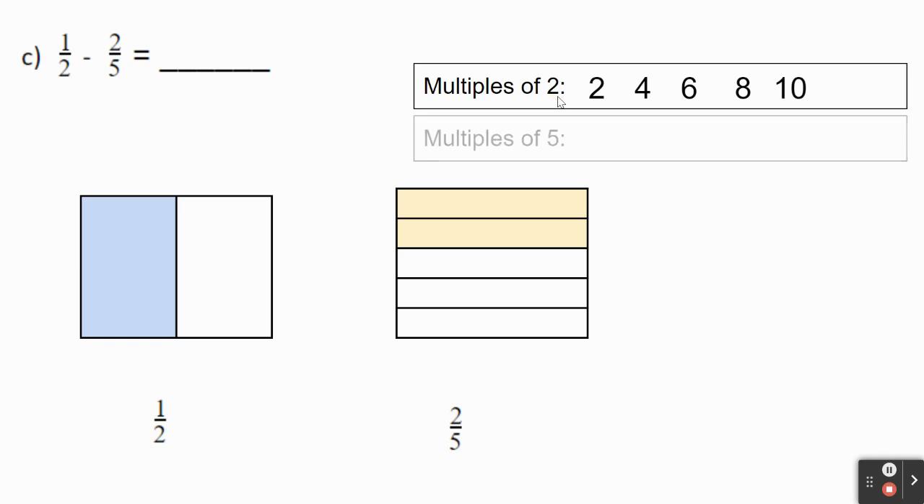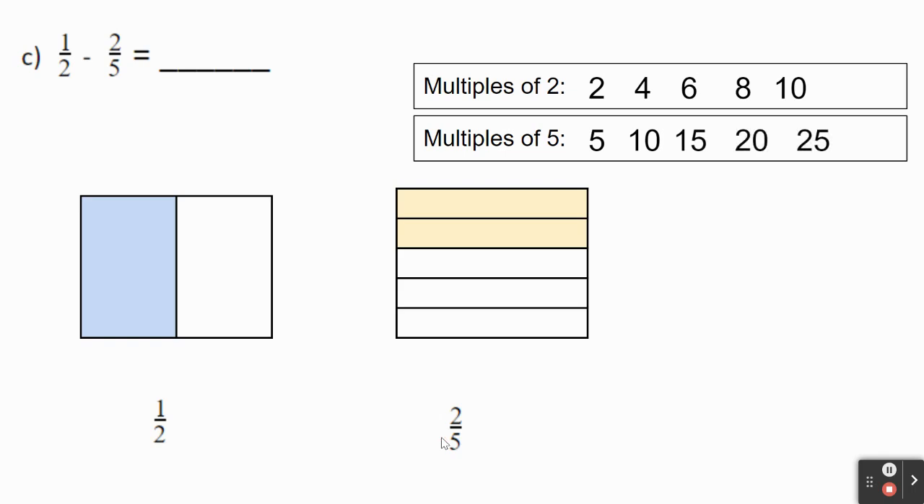Now we can list out the first 5 multiples of 5, since 5 is the denominator of our second fraction. We have 5, 10, 15, 20, and 25.